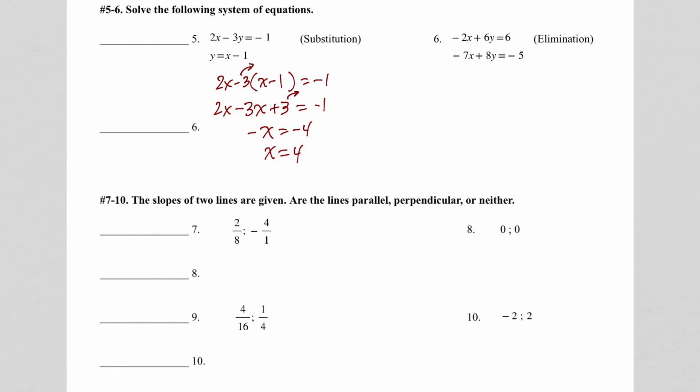Then I'm going to take this and plug it in. You can plug it in either one, but this will be the easier one. So you have y is equal to x minus 1, which is 3. So our ordered pair is 4 for the x and 3 for the y. Make sure you put it in order.